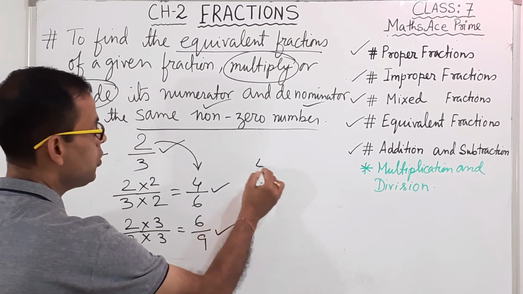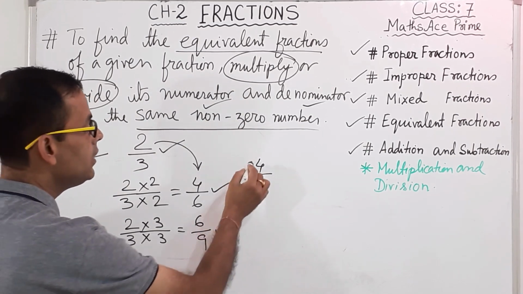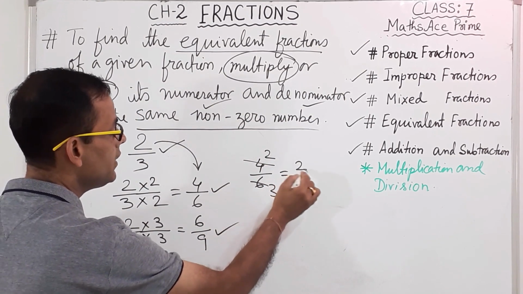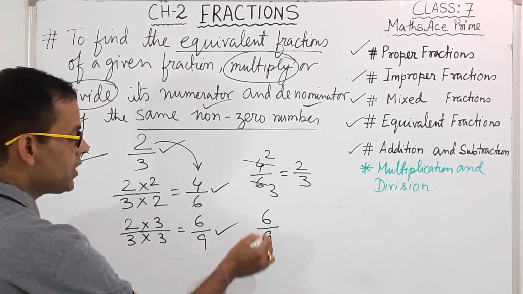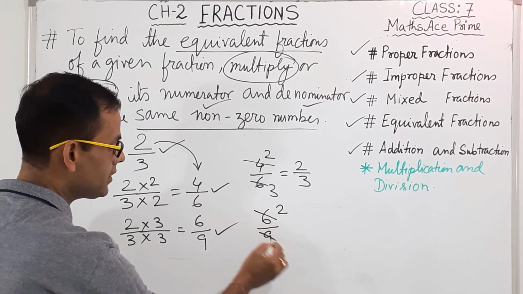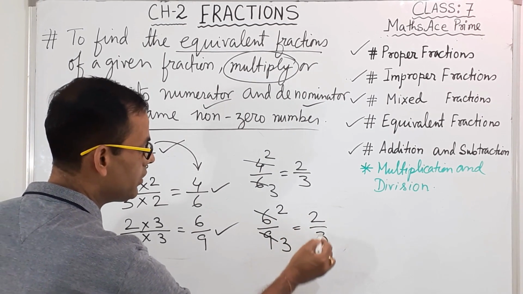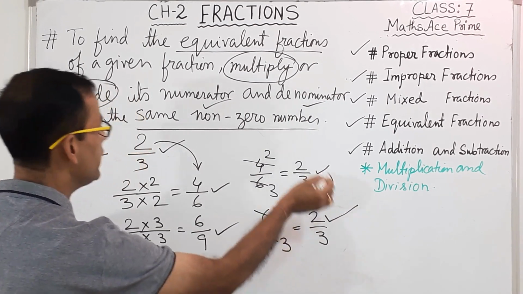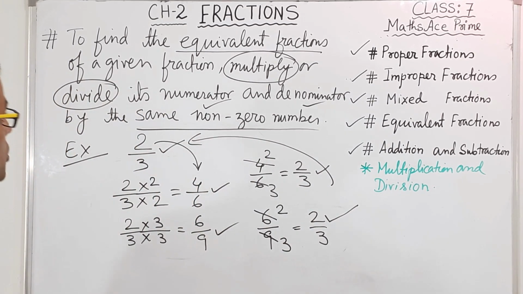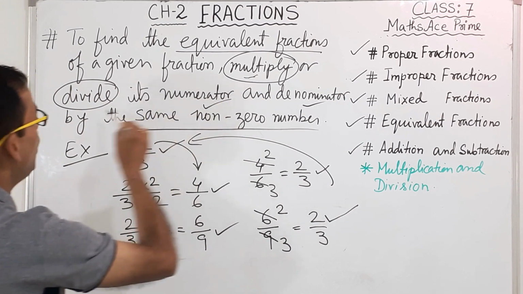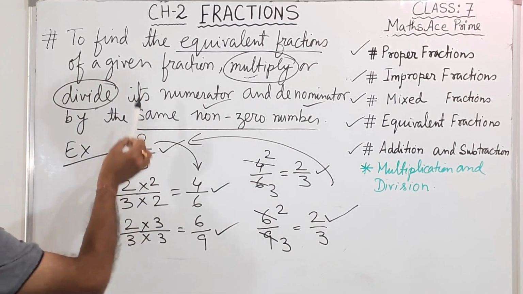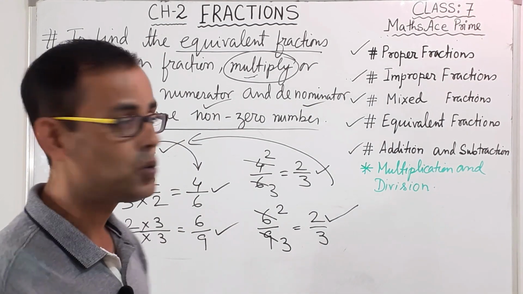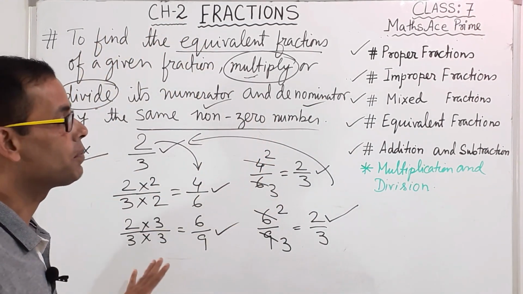How? See again, 4 by 6. You can divide it: 2 2s are 4, 2 3s are 6. See, 2 by 3 is coming. Now 6 by 9, you can cancel: 3 2s are 6, 3 3s are 9. So what do you get? 2 by 3. So see, here also 2 by 3, 2 by 3, so it is coming from here only. Clear? So we can either multiply or we can divide. And we have to multiply or divide its numerator as well as denominator with the same non-zero number.